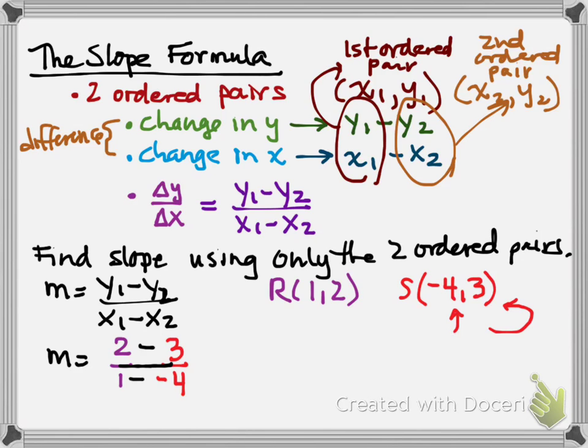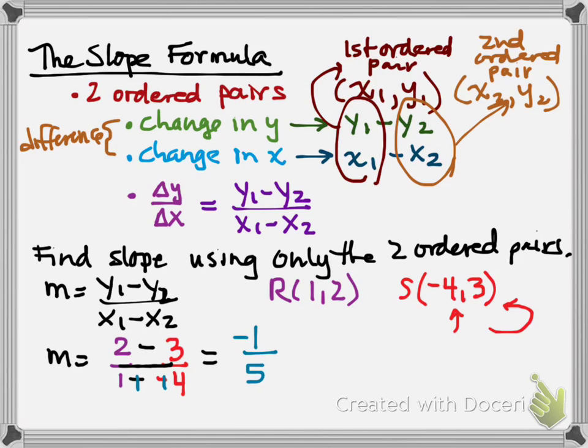So what's 2 take away 3? I get a negative 1 in the numerator. And what's 1 take away negative 4? The two negatives make a positive, and 1 plus 4 is 5. And that's how I get my answer.